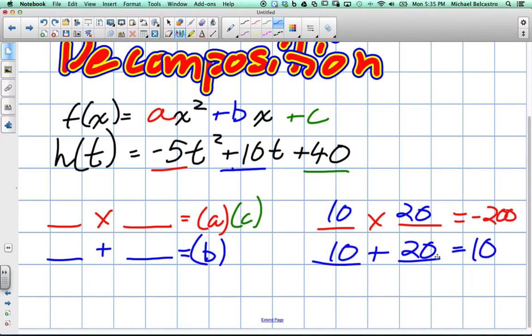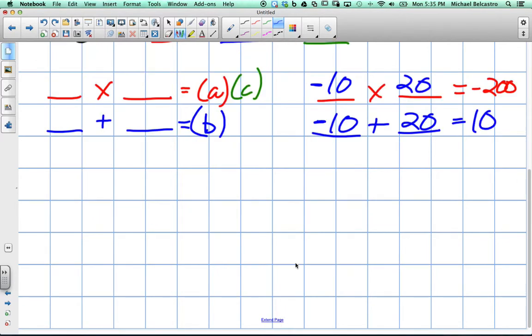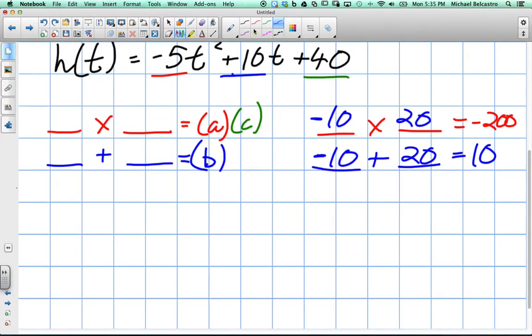How can I manipulate this to make this positive 10? Which of these do I need to make negative? If I make the 10 negative, then the sum will be positive 10. So we make the 10 negative and the 20 positive. Negative 10 times positive 20 is -200, so that works. What we've just done is find the two numbers we're going to decompose with.